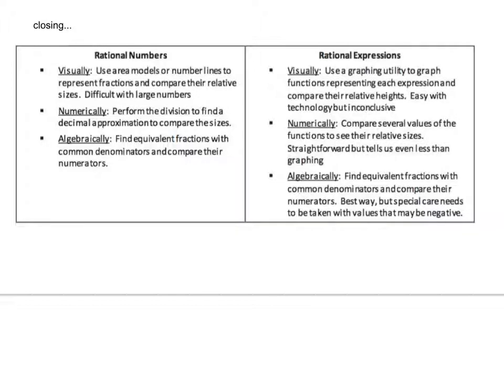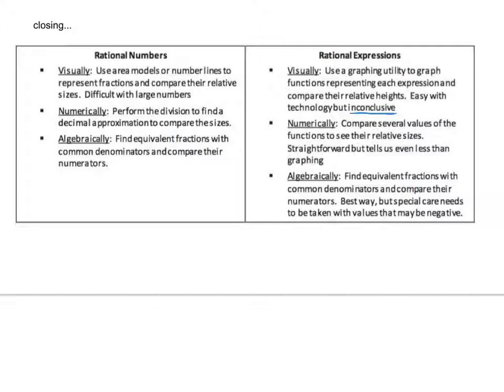we're just going to do a side-by-side comparison of the different methods for comparing rational numbers to the extended method using for comparing rational expressions. For rational numbers, we can look at them visually, use area models or number lines to represent fractions and compare their relative sizes. It's very difficult with large numbers. For rational expressions, use a graphing utility to graph functions representing each expression and compare their relative heights. It's easy with technology, but inconclusive. Okay, we can't account for every single x value.